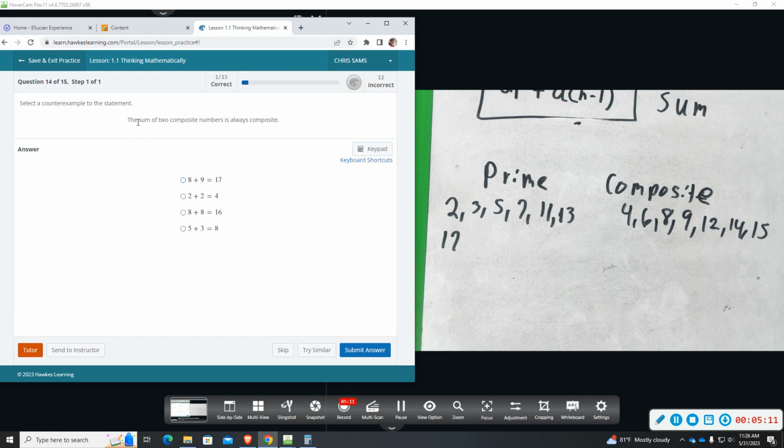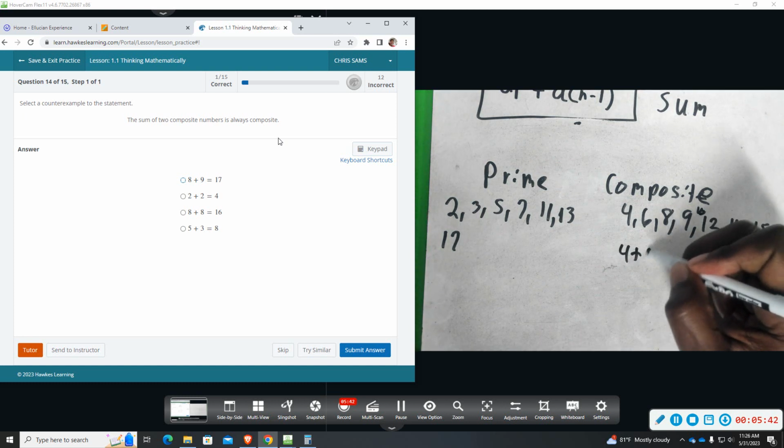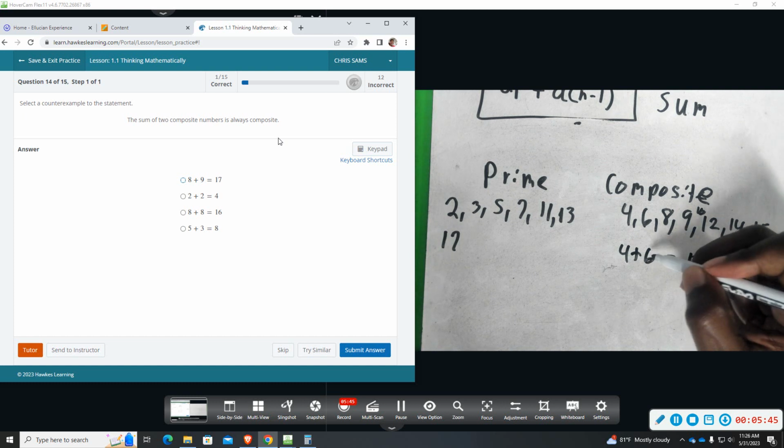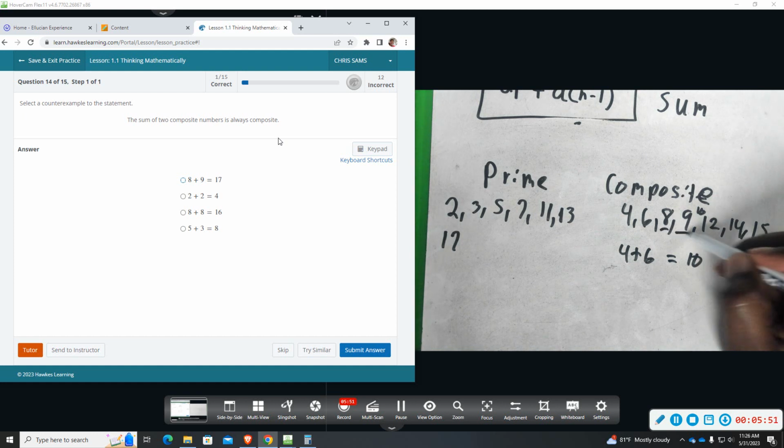And so we want to know if the sum of two composite numbers is always composite. If I add 8 and 9, they're both in here, that equals 17. 17 is not composite. So this will be a counterexample, because the statement says the sum of two composite numbers is always composite. Not always. It is sometimes. If I do 4 plus 6, which is 10, 4 and 6 are composite and 10 is composite. So sometimes it works, but there are cases where it doesn't work.